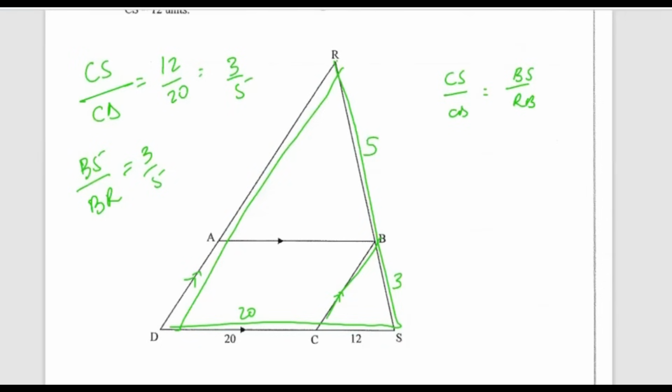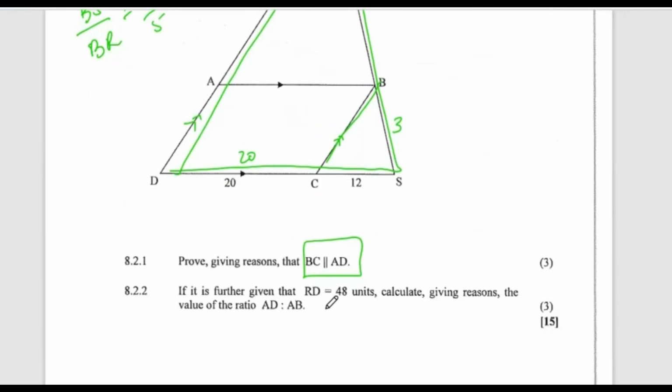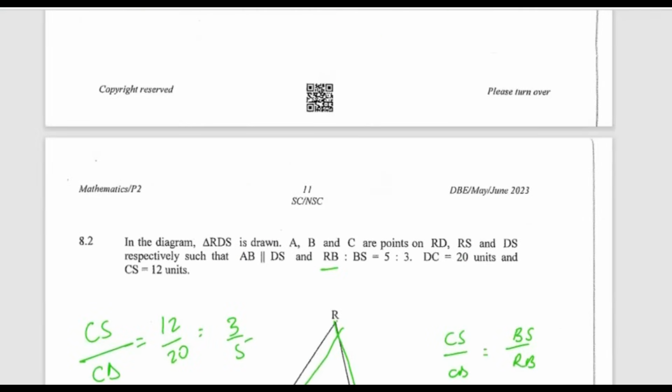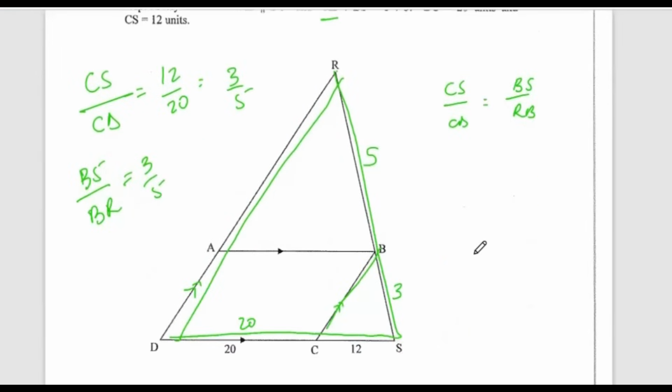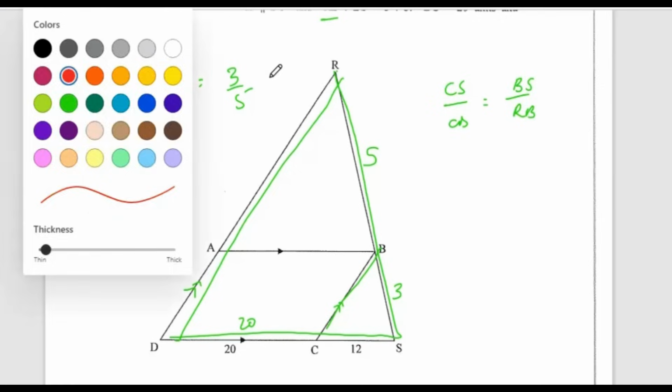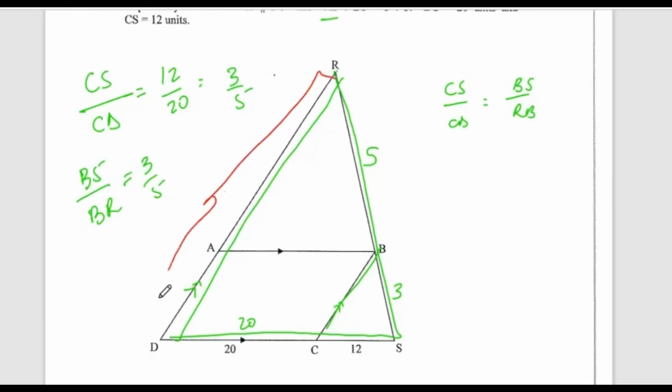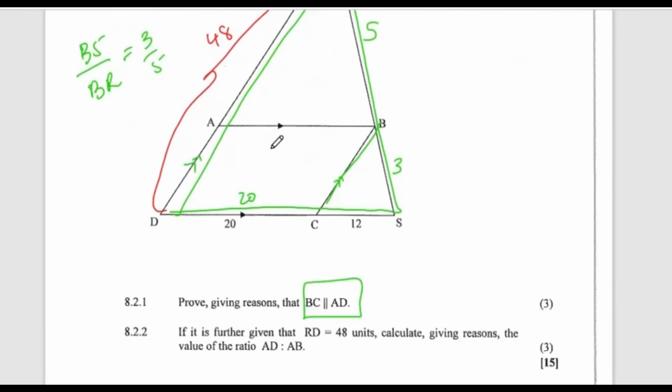Then 8.2.2, if it's further given that RD, what's happening here? Now they're telling us that RD, the distance from here up to there, is 48 units. Calculate the ratio of AD to AB. So the ratio of that to that.